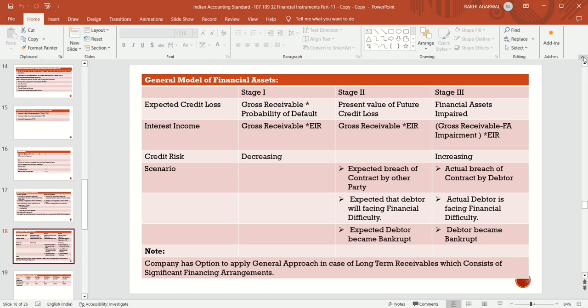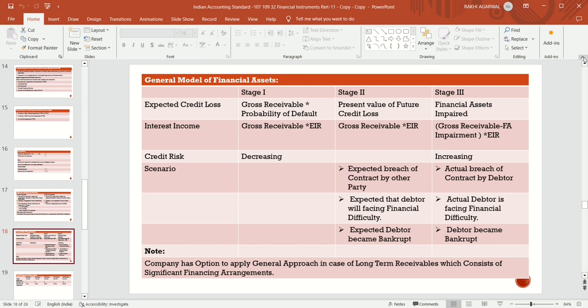So expected credit loss in stage 1 is gross receivable into probability of default. How much probability is there that the debtor will not pay? Total receivable multiplied by the probability of default in stage 1. Interest income is gross receivable into effective interest rate. Credit risk is decreasing in this case.